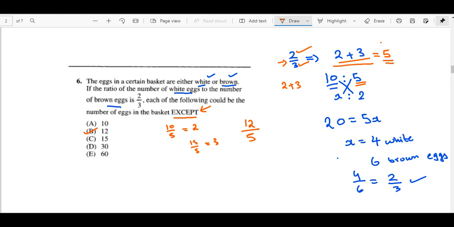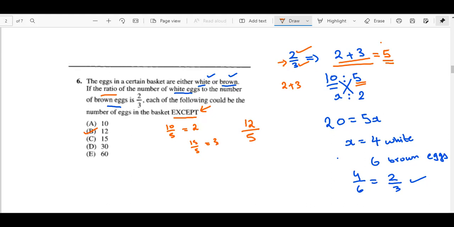They should be divisible by the sum of numerator and denominator of the fraction, which is basically telling you the ratio of the things you have in your basket, okay? Obviously, the situation would vary from question to question. In this question, we're talking about eggs. It could be that in future, there's a question where they're talking about rubbers and pencils, right?